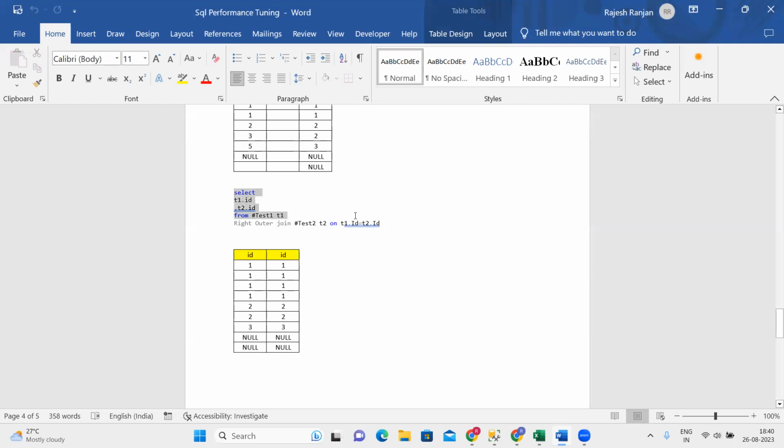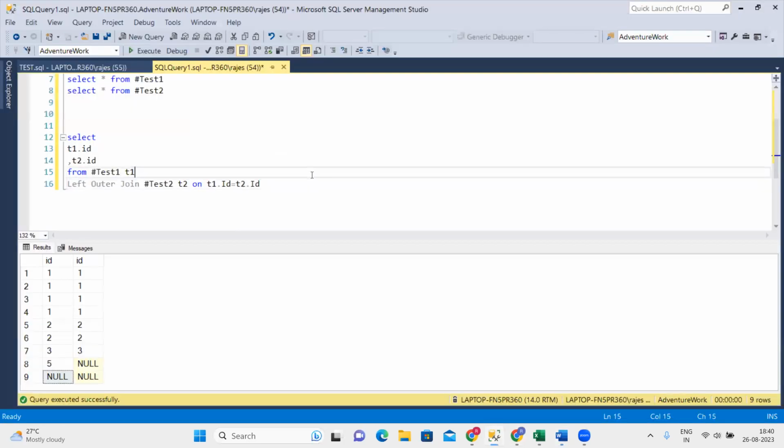So these are the queries for the right outer join. When you come to the real-time example, you can see here I have put right outer join, and let me run that and you can see the result. Okay. Hope you got it.